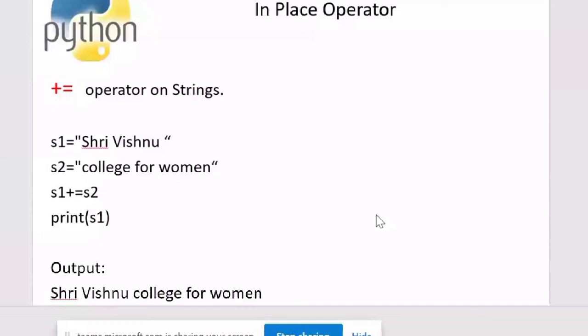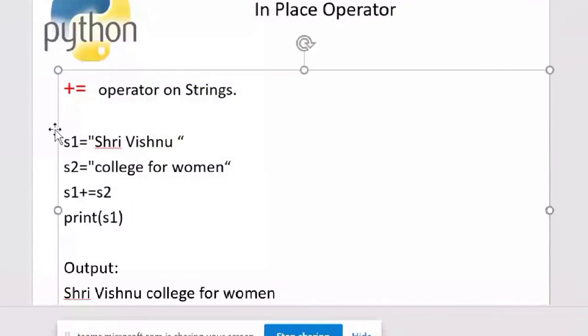So Sri Vishnu and College for Women, there are two strings, S1 and S2, and you're just putting the concatenation on two strings and putting it in S1, and you're just printing S1. Sri Vishnu and College for Women will be joined, and you will get Sri Vishnu Engineering College for Women, right? So that's a thing.